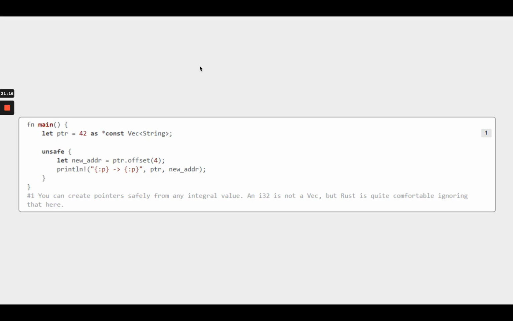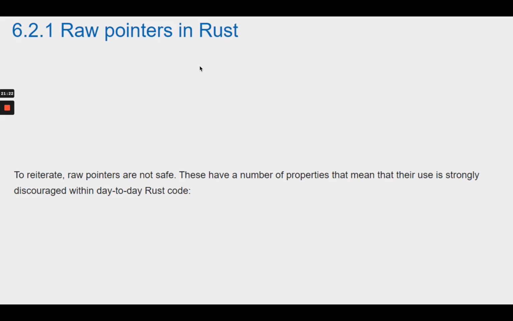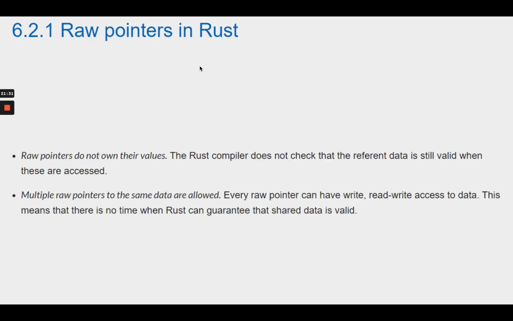An unsafe block implies that the programmer takes full responsibility for any consequences. To reiterate, raw pointers are not safe. These have a number of properties that mean their use is strongly discouraged within day-to-day Rust code. Raw pointers do not own their values. The Rust compiler does not check that the referent data is still valid when these are accessed.